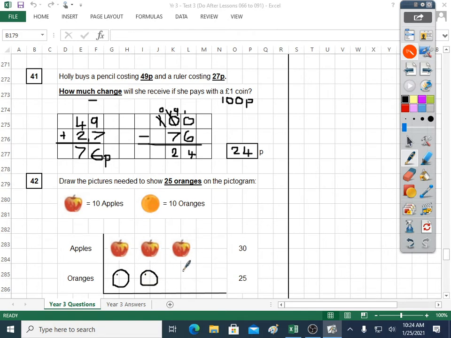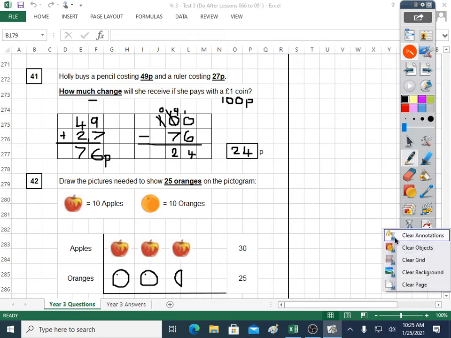It's not art, is it? They don't have to be really good oranges. It's not an art test. What are we going to do for the other 5 oranges? 10, 20, we're going to do half an orange, aren't we? Half an orange. 10, 20, 25 oranges, because 5 is half of 10.